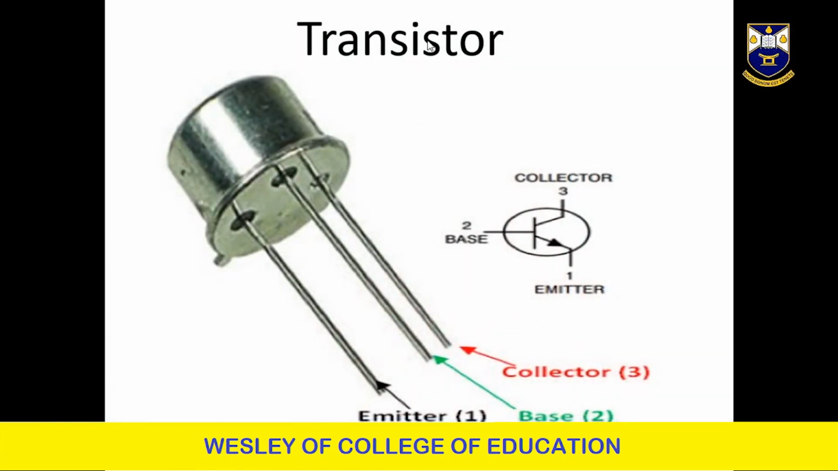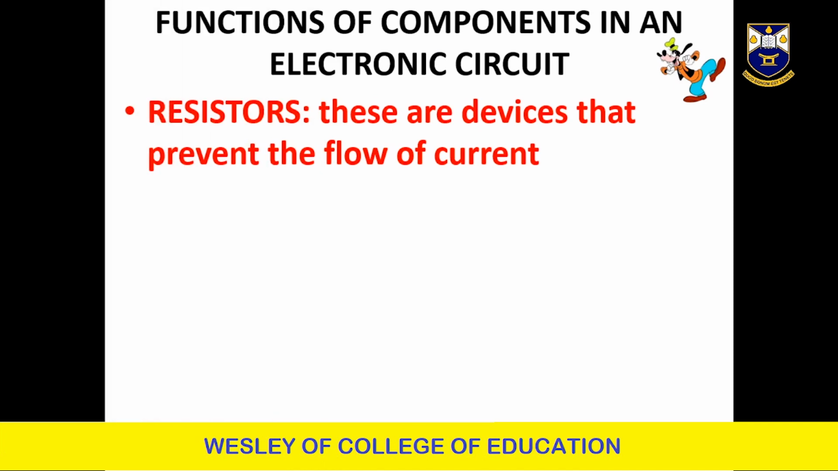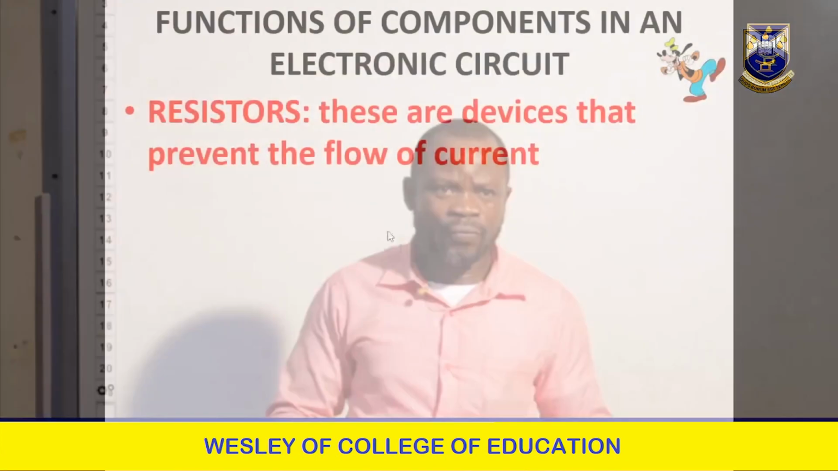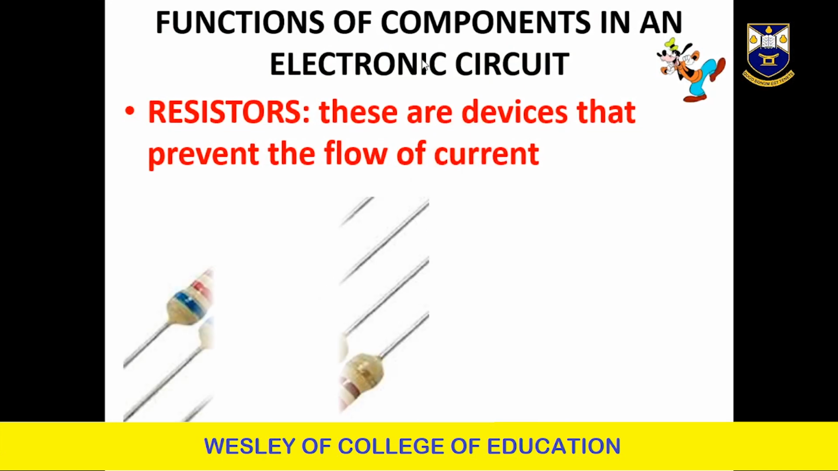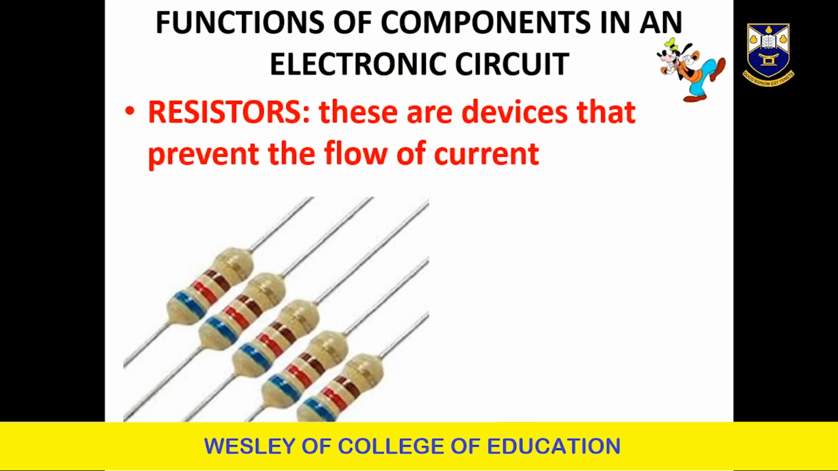Functions of components in an electric or electronic circuit, and we also want to look at resistors. So what we know is that resistors prevent the flow of current, or they prevent the flow of electrons. Okay, resistors prevent the flow of current. And so if you take a look at this, then these are some examples of resistors.